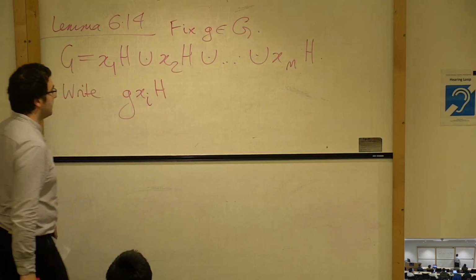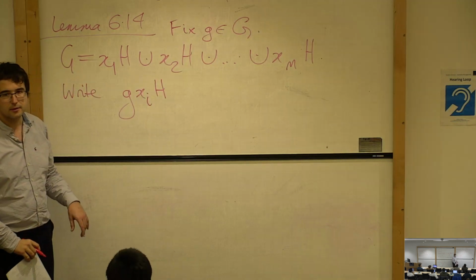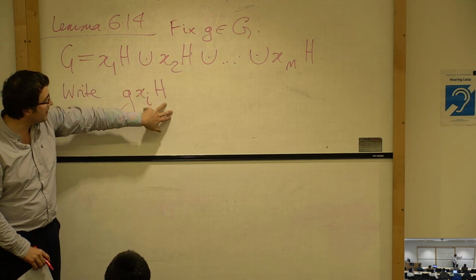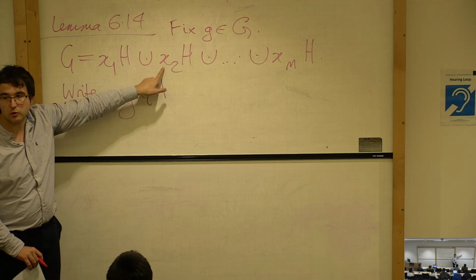G x_i H. What's that? Well, that's a coset of H, right? So it must be exactly one of these cosets. This coset contains exactly one of the x's. Don't know which one.